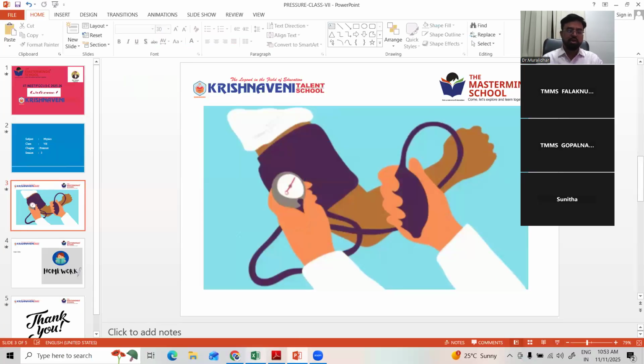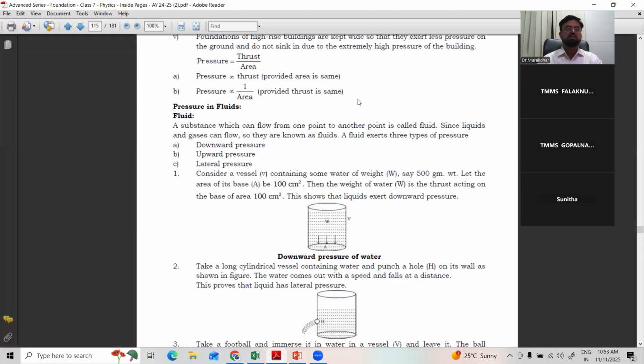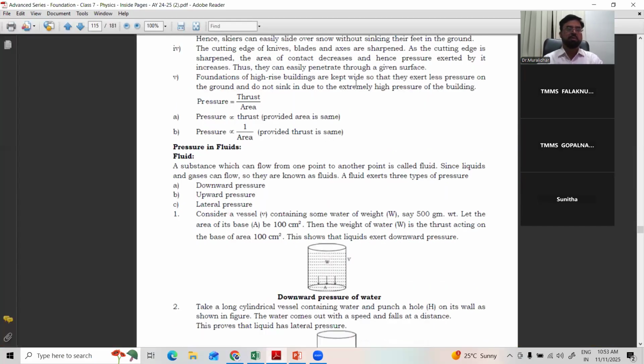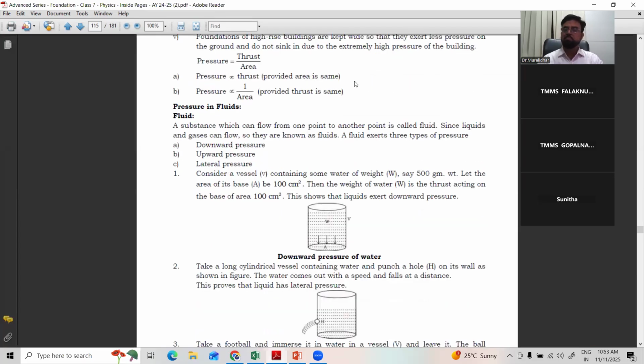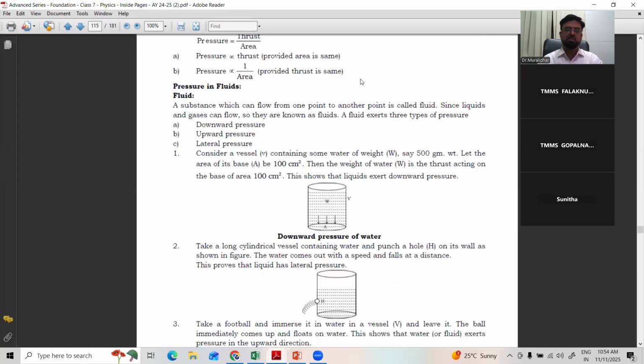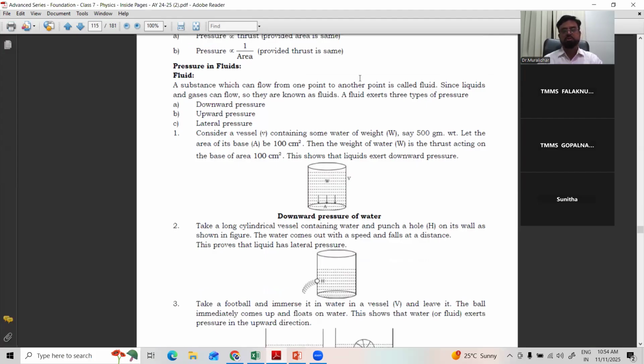So we'll continue with what we learned in the earlier class. After knowing that pressure is equal to thrust by area, and that pressure is directly proportional to force and inversely proportional to area of cross section, okay, up to that we learned. And of course, we have seen some examples here also.